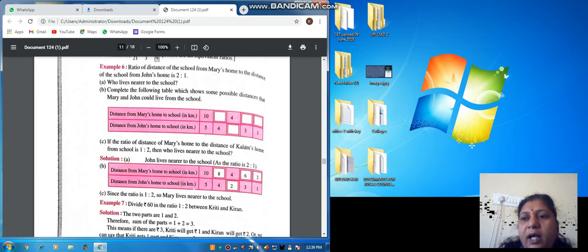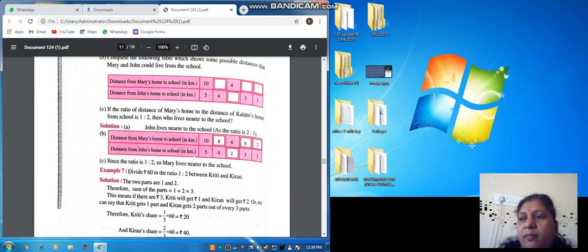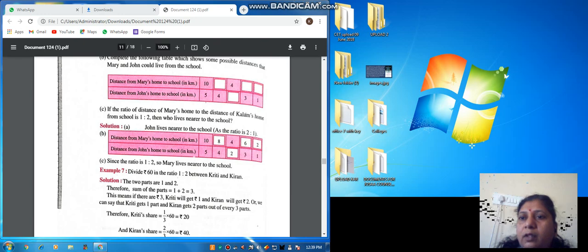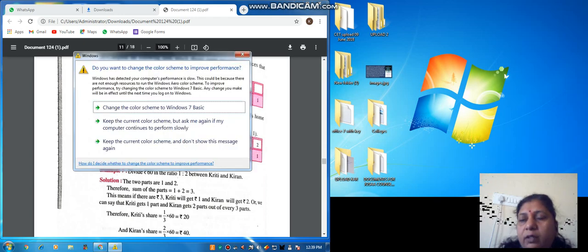So let's start the next one. See example 7. Divide rupees 60 in the ratio of 1:2 between Kirti and Kiran. Now the two parts are 1:2. The sum of the two parts is 1 plus 2, we get 3. Right? That means if 3 rupees are there, Kirti will get 1 rupee and Kiran will get 2 rupees. Or we can say that Kirti gets 1 part and Kiran gets 2 parts out of 3.